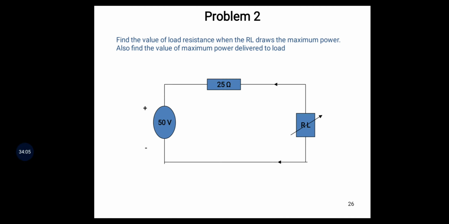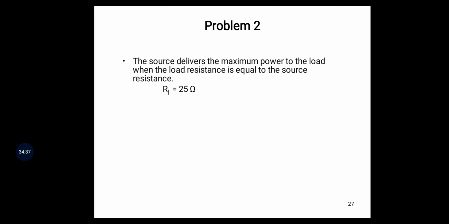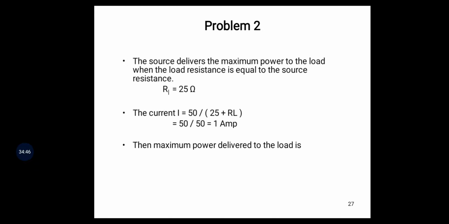There is another example. Find the value of load resistance when RL draws the maximum power. Also find the value of maximum power delivered to the load. This is a simple circuit. A voltage source is given in series with an internal resistance of 25 ohms, and we want to find RL. The source delivers the maximum power to the load when the load resistance is equal to the source resistance. That's why the load resistance RL equals 25 ohms.